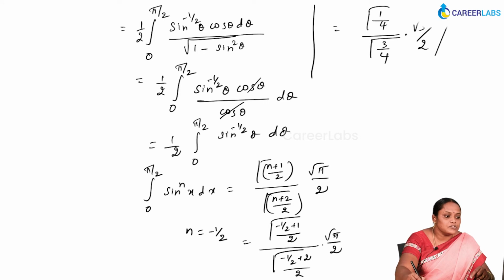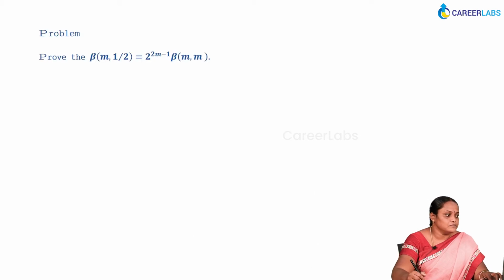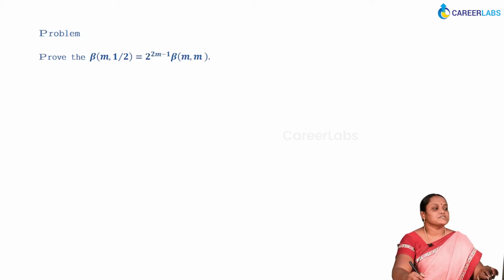So the solution for the root pi by 2. So this is root pi. So the solution is this. That is gamma of 1 by 4 divided by gamma of 3 by 4 into root pi divided by 2. So now we will move on to the next problem.